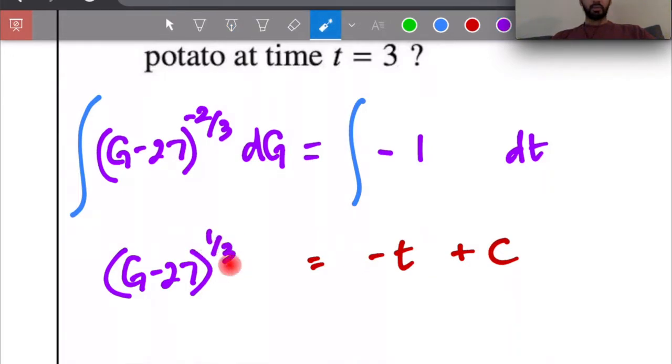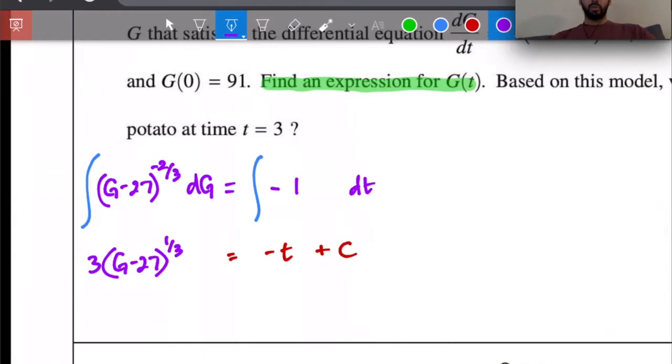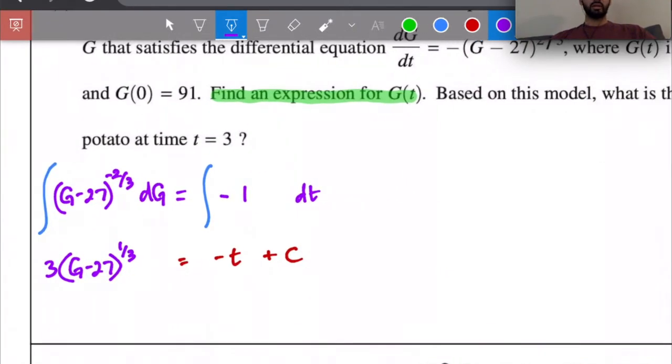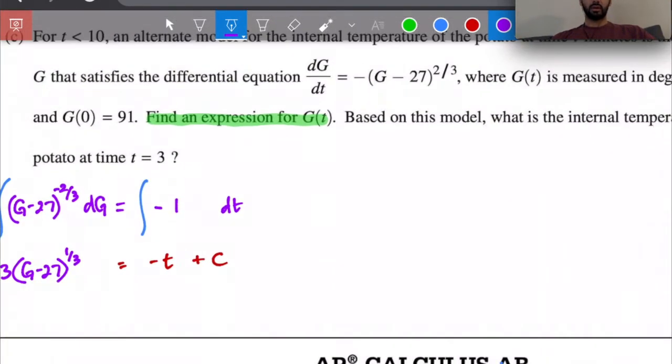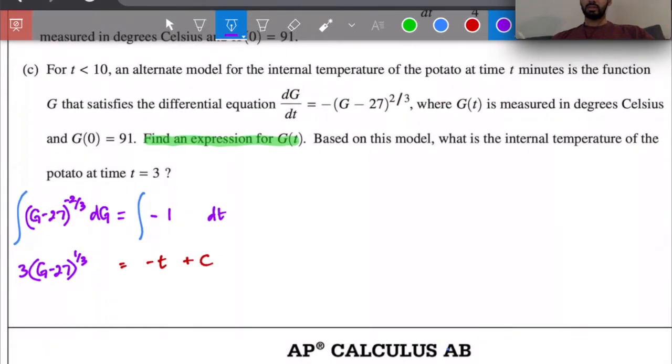So I'm going to add 1 to my exponent, which gives me 1/3, and then divide by 1/3. When I divide by 1/3, that's the same thing as multiplying by 3. So I'm going to put that 3 in front. So here's our anti-derived equation. It's not solved for g yet, but let's first figure out what that plus c is.